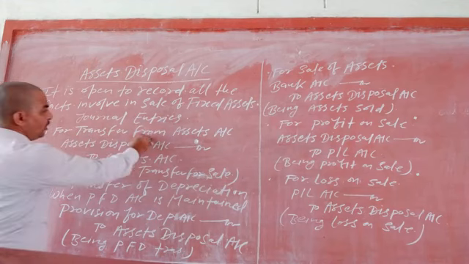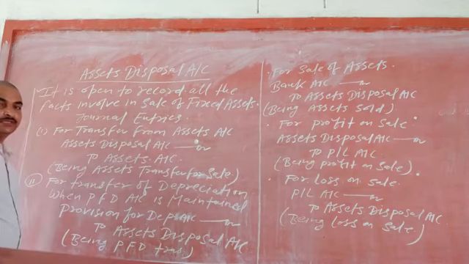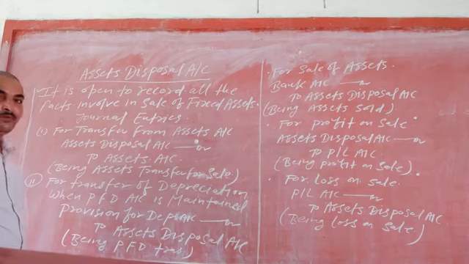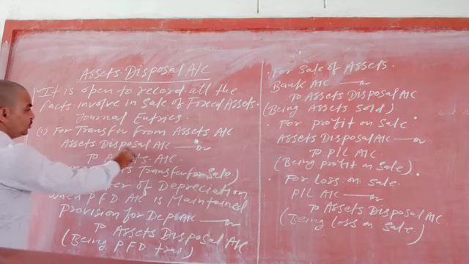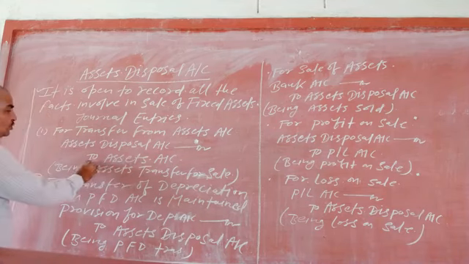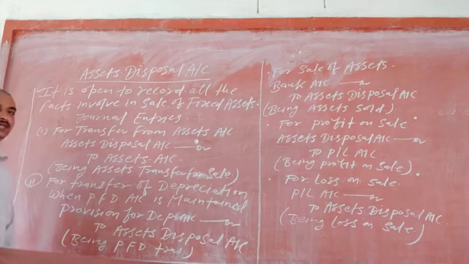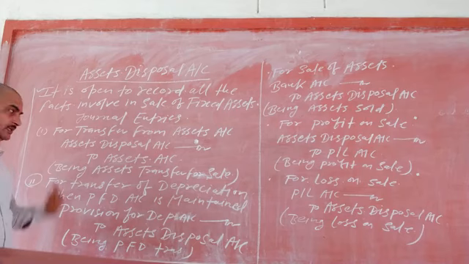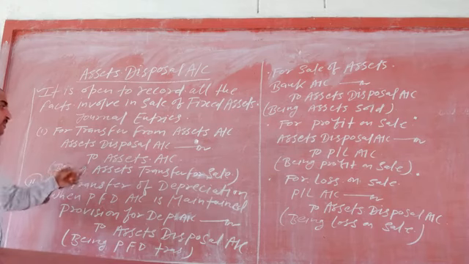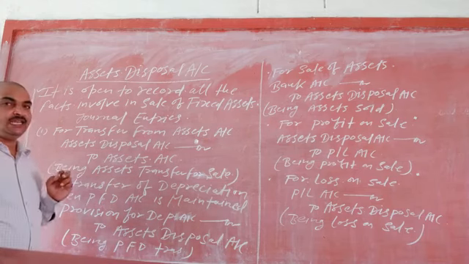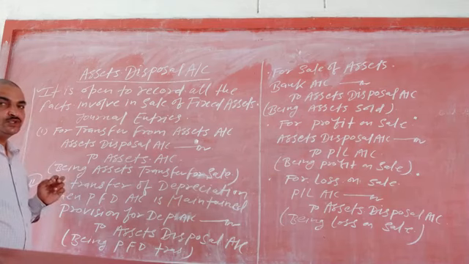Therefore, transfer from assets account. The disposal transfer from assets account. Now the entry is asset disposal account debit to assets account. This is for transferring of sale to assets.